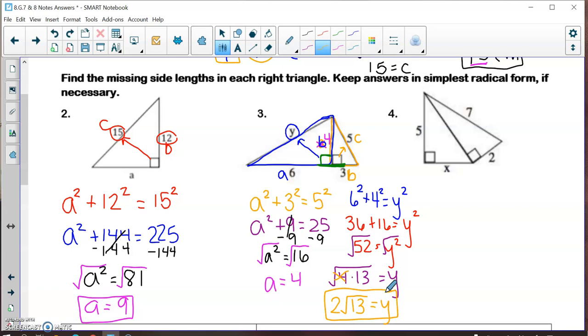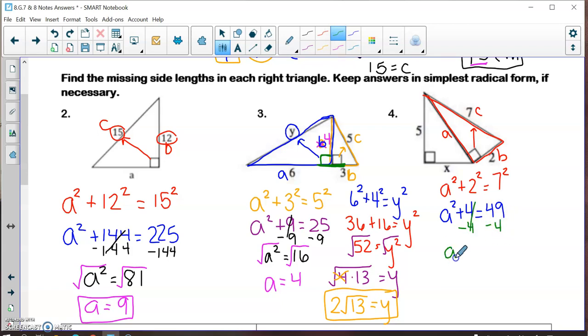All right, looking at number 4, we're first going to look at this red right triangle. I have my hypotenuse, which I'm going to label as C. I'm trying to find one of my legs. I'm going to label that one as A and my other one as B. So I have an A squared plus a B squared, or a 2 squared, is equal to my C squared, which is a 7 squared. So I really have an A squared plus a 4 is equal to a 49. I'm going to subtract 4 from both sides to get A squared is equal to a 45.